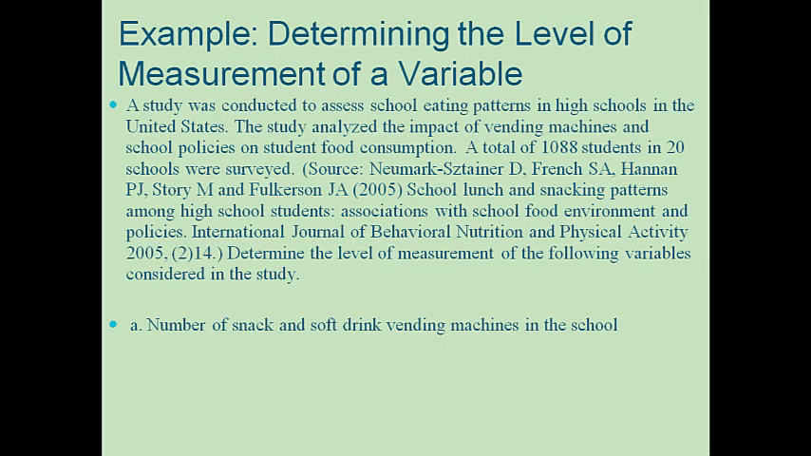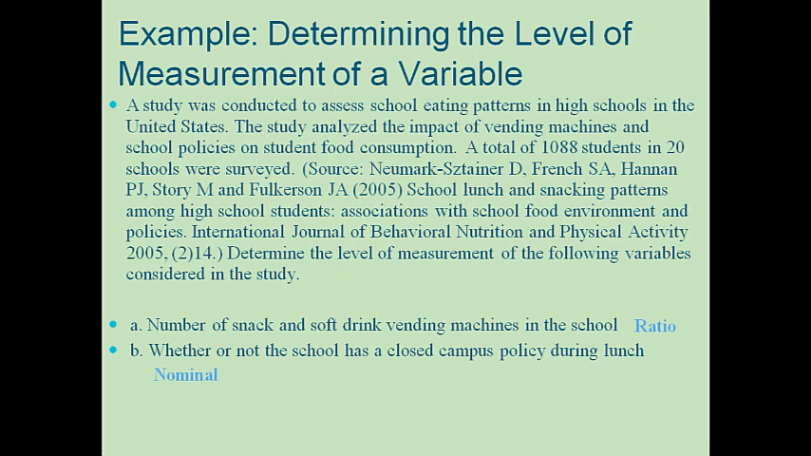First, the number of snack and soft drink vending machines that are in the school. This would be ratio level of measurement, since ratios of our variable have meaning, and having 0 machines meant that there were none there. The next variable is whether or not the school has a closed campus policy during lunch. Either they do or don't, so this is a category. So this would be nominal. We're simply naming the policy, and it does not have any innate ranking.